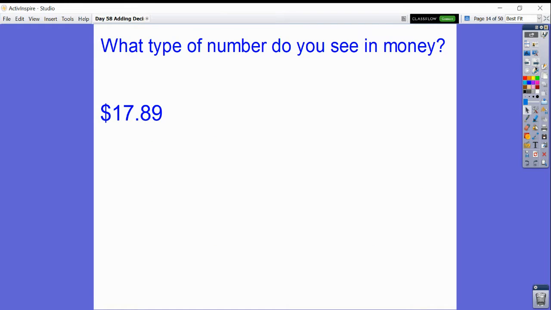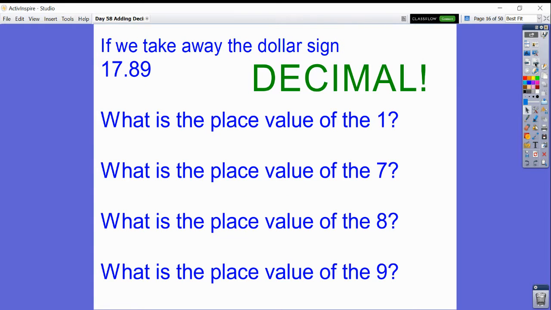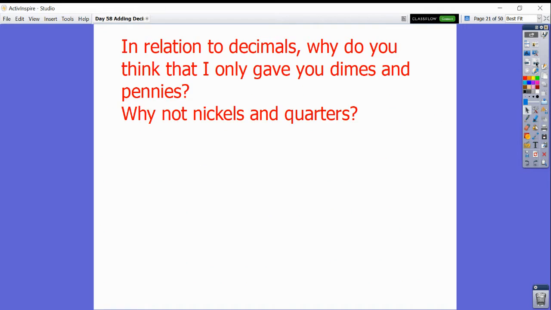What type of number do you see in money? Obviously, it's a decimal. If we take away the dollar sign, this number looks just like a decimal. What is the place value of the 1? It's in the tens place. What is the place value of the 7? It's in the ones place. What is the place value of the 8? It's in the tenths place. What is the place value of the 9? It is in the hundredths place. Notice the numbers after the decimal point have that THS at the end to show that they are a decimal and not a whole number.